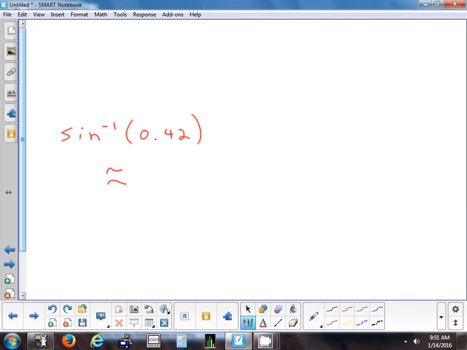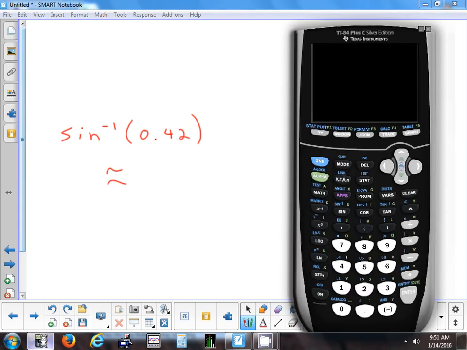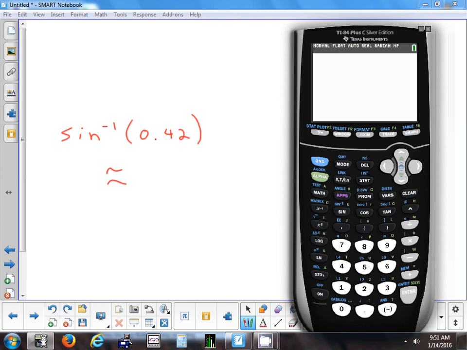Okay, another section on the test. I'm just going to ask you to evaluate inverse trig functions. So let's find the inverse sine of 0.42. Again, if it was a multiple choice question, I should be looking at my choices, see if I'm in degrees or radians. I will do this problem in radians. Okay, and I get 0.433, to 3 places. So what that means is if I take the sine of 0.433, I should get the answer I started with, which was 0.42, and I do.